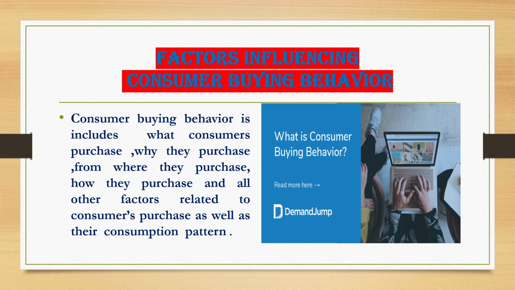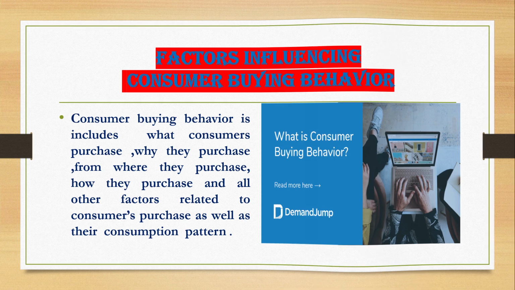By that definition, consumer buying behavior includes what customers purchase, from where they purchase, how they purchase, and all other factors related to consumers' purchase as well as their consumption pattern. So, clearly, consumer buying behavior includes all the factors which influence all the aspects of consumer buying behavior basically.